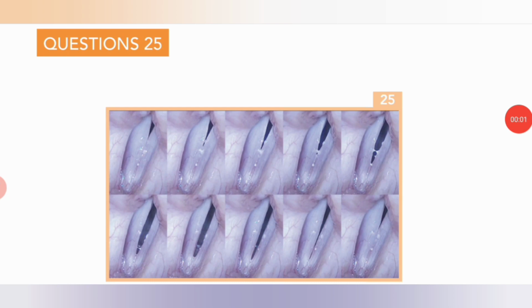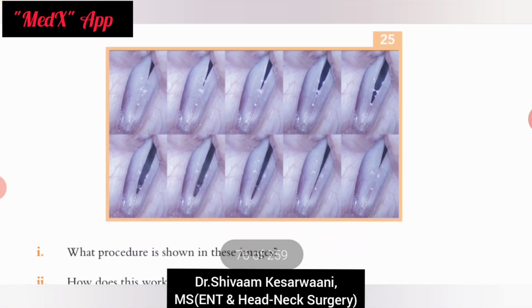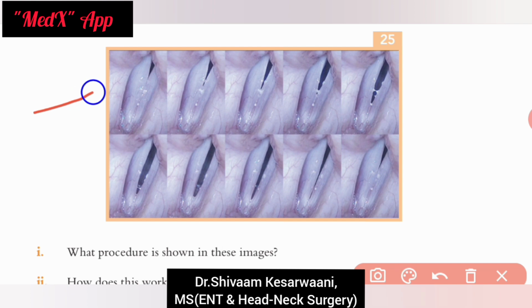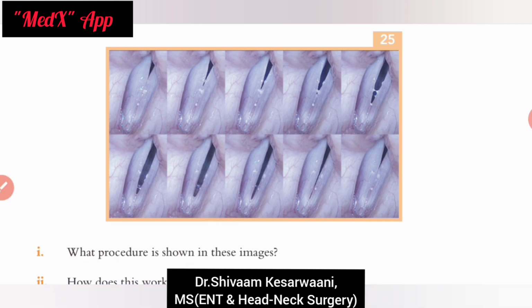Hey guys, let us continue with our clinical shots. So in this question, we can see a picture showing different movements or cuts of a vocal cord, right? There are numerous pictures where you can see the vocal cords in different positions. The first question that we encountered is, what is the procedure shown in this image? So basically they wanted you to know what procedure is being done in this image for this patient.